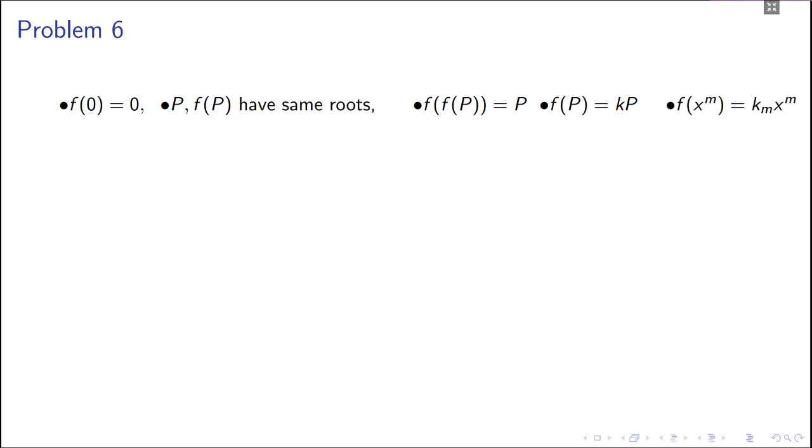So what I do is I look at these polynomials of the type x to the power m, a monomial which has only one term. So if you apply f, it will multiply with k times x to the power m. So you can add a suffix m, because k can only depend on m.